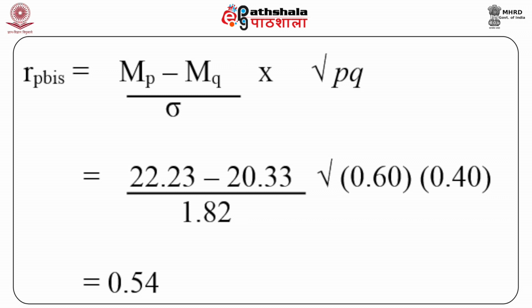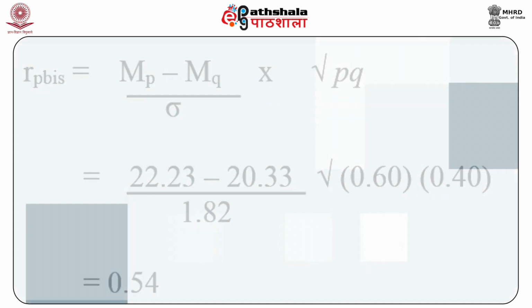biserial correlation Rp bis is equal to 22.23 minus 20.33 divided by 1.82, the whole multiplied by the square root of 0.60 multiplied by 0.40, making the value 0.54. Thus, the item to total correlation for this item is 0.54.